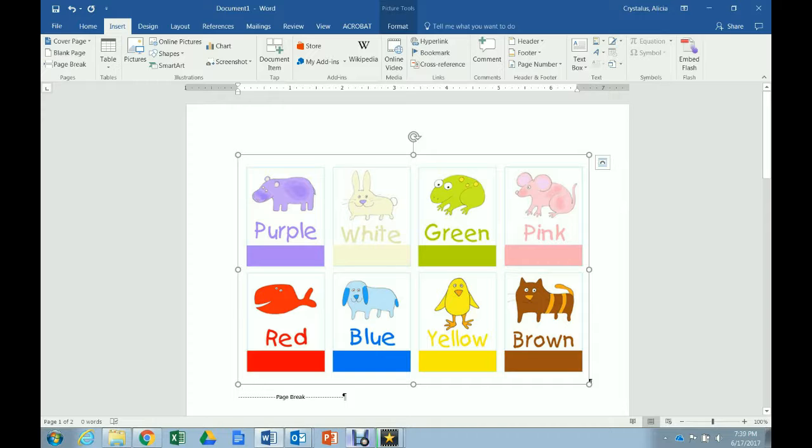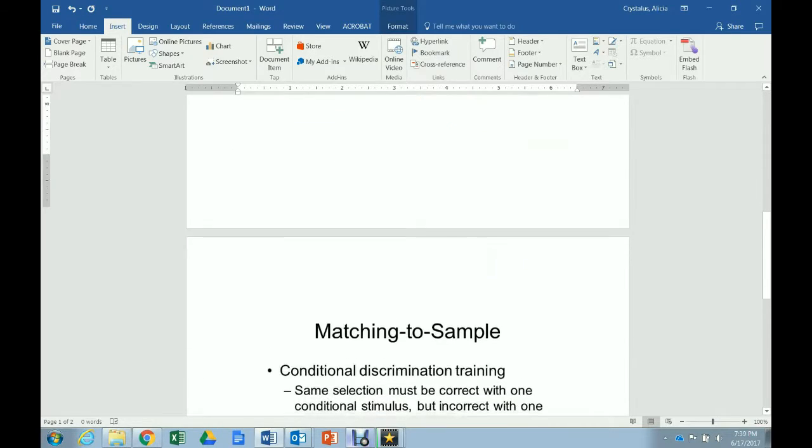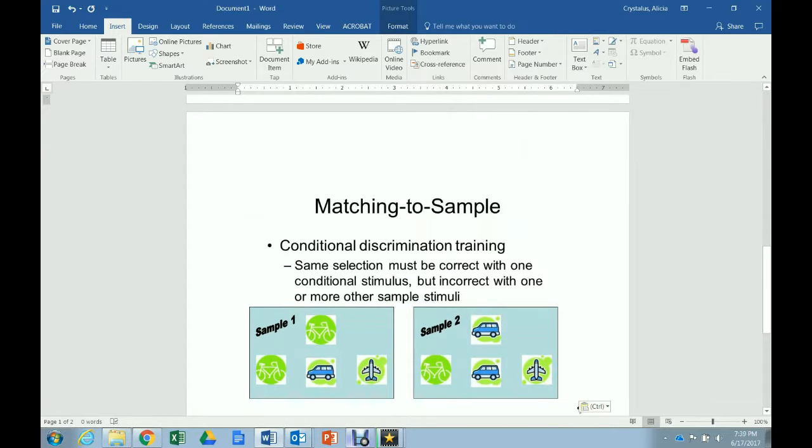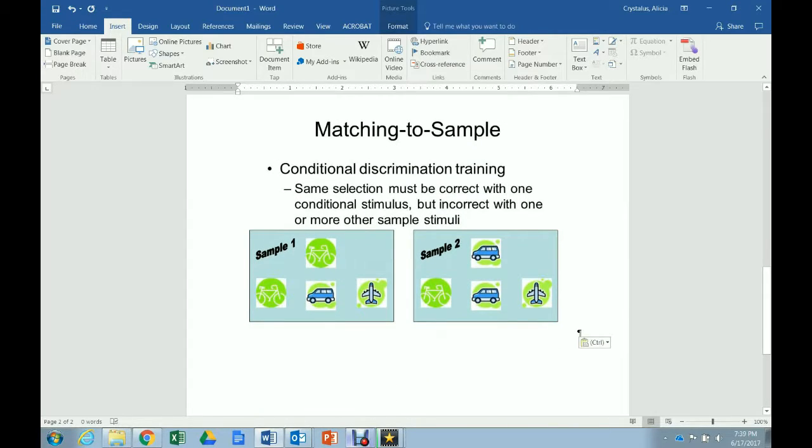So now we'll move on to something a little bit more difficult. And this would be matching to a sample. This is conditional discrimination training, and it's often used with children with autism or children having to learn the difference in patterns or items. And so it goes from a more generalized item such as these are all modes of transportation, to being able to choose the correct mode of transportation. So conditional discrimination training will have Candy choose the same selection, which must be the correct one with one conditional stimulus versus the two incorrect answers.